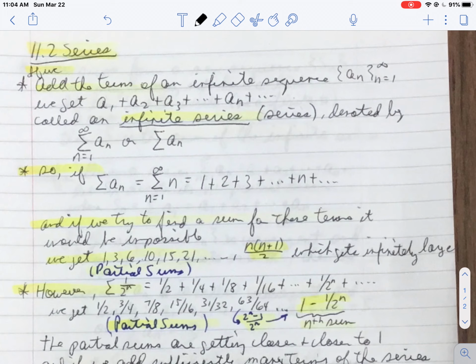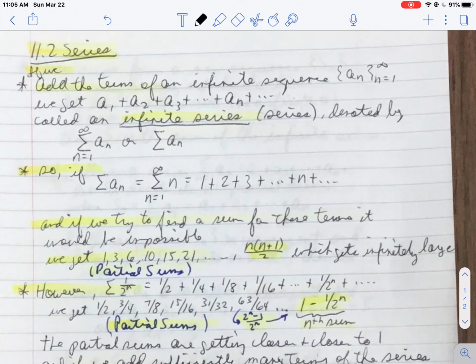And regarding testing, I'll send out an email to let y'all know a little bit more about how we're going to do testing, but I'll get to that later and send out an email when I've got that finalized. All right, so for now, we're just going to start with section 11.2 with series.